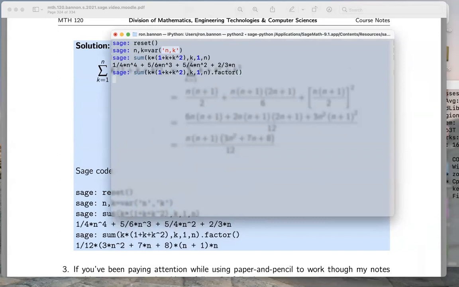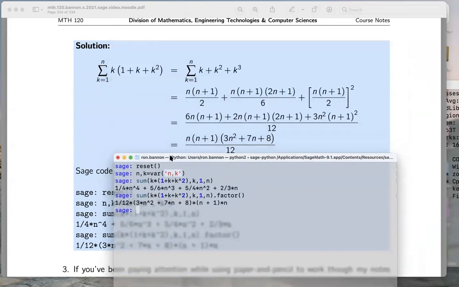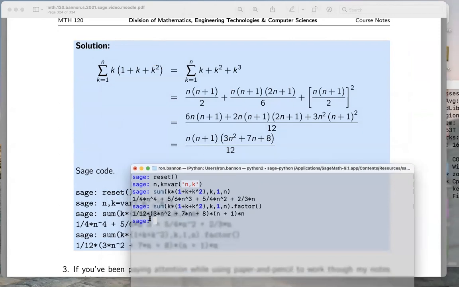Sage is pretty good at factoring. And what does it give me? Let me see if it gives the same answer. It gives me 1/12 times (3n^2 + 7n + 8) times (n + 1) times n. I see that. So I got the same thing.